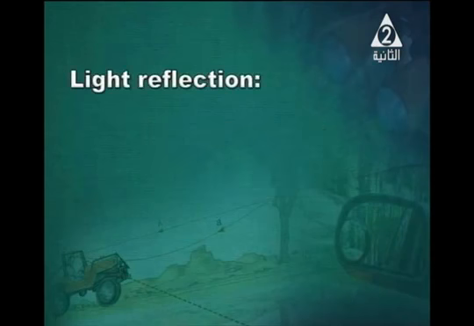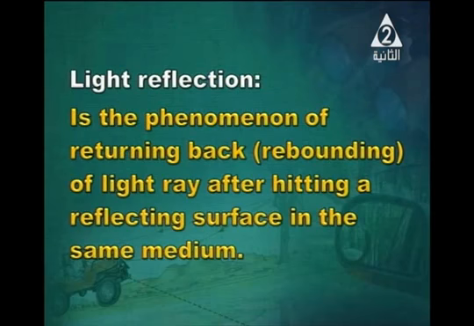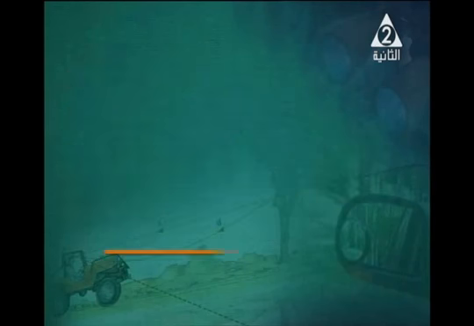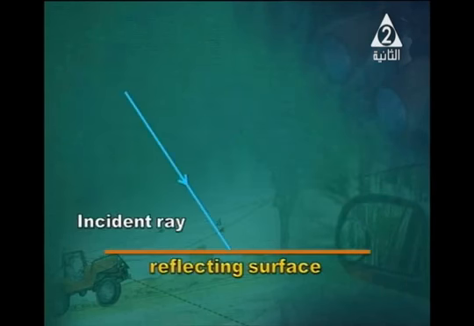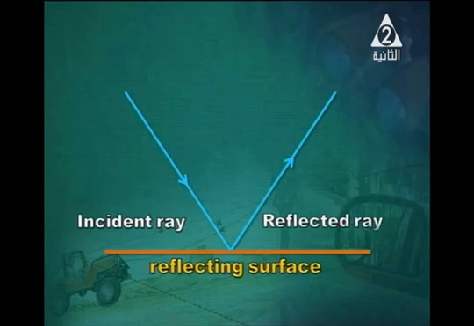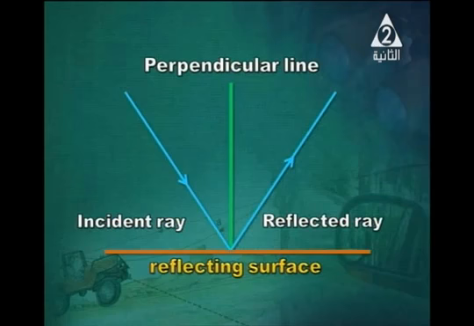Before we study mirrors, we must know what is meant by light reflection. Light reflection is the phenomenon of returning back or rebounding of a light ray after hitting a reflecting surface in the same medium. This is the incident light ray, which is incident on the reflecting surface. It will reflect and become the reflected ray. This is the perpendicular line.